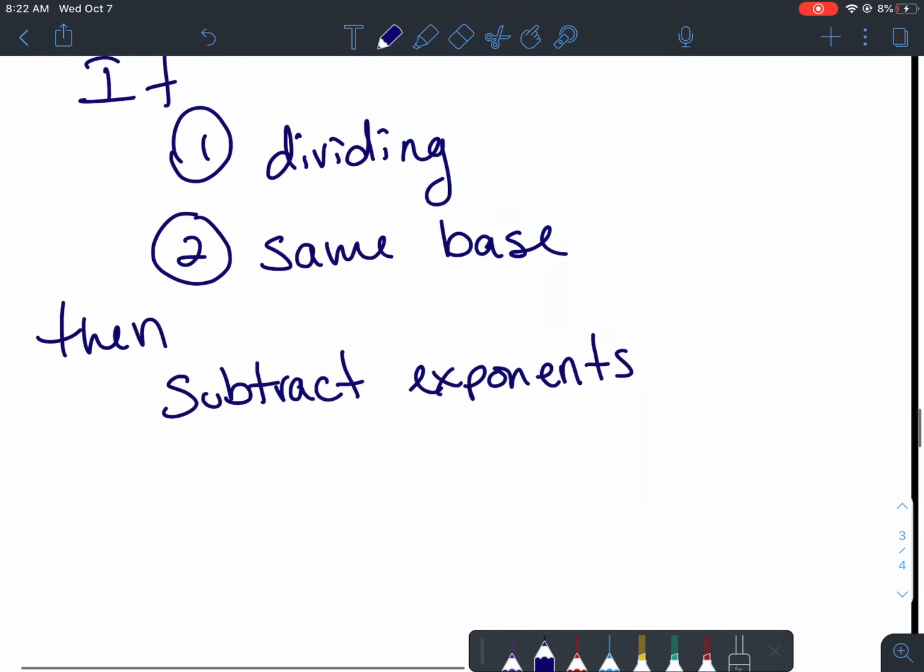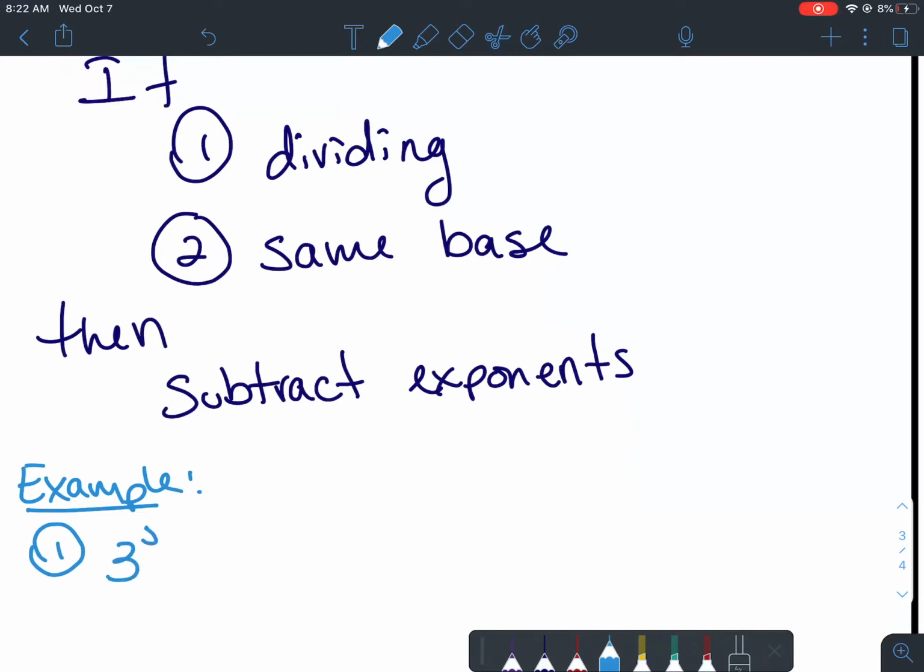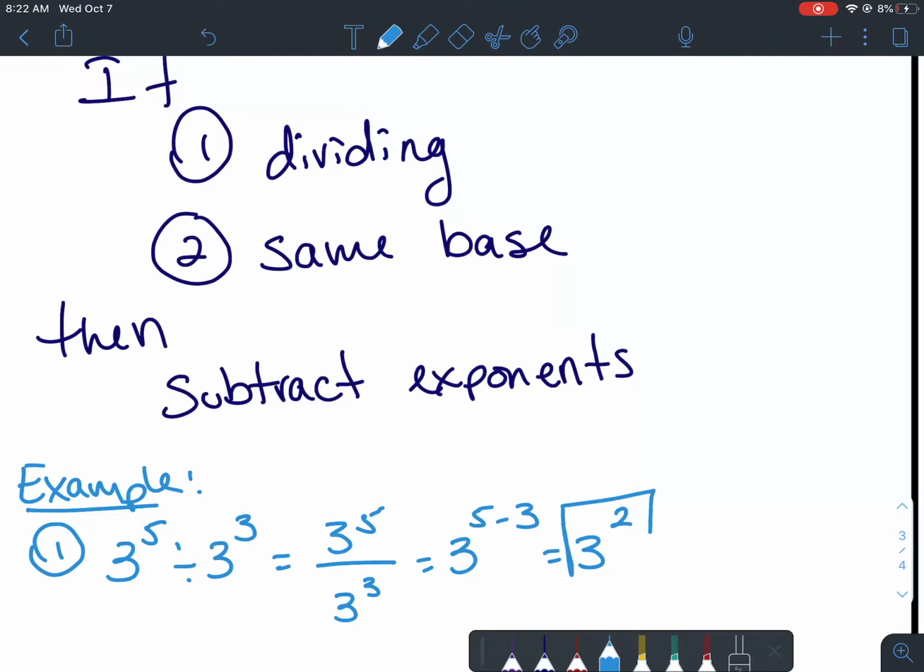And the example is as follows. 3 to the 5th divided by 3 to the 3rd is the same as 3 to the 5th over 3 to the 3rd. And since they are the same base and we're dividing, we could subtract the exponents. 3 to the 5 minus 3, which is 3 squared.